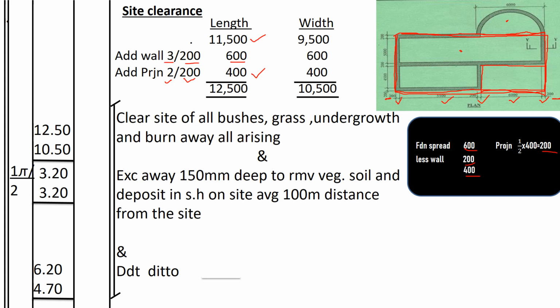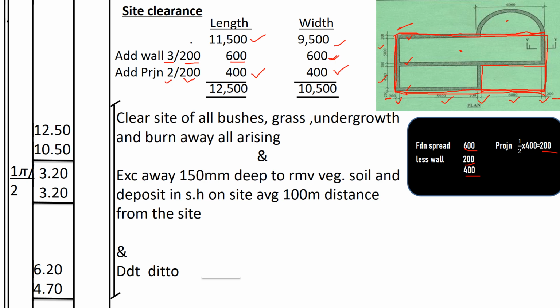The width, we shall take 5,000 plus 4,500 in between the walls. We get 9,500. We add the walls. How many walls do we have? 1, 2, 3. So 3 times 200 is 600. So we add projection this side and this side. So it shall be 2 times 200, 400. So the total width of the bigger rectangle shall be 9500 plus 600 plus 400. We get 10500. Then we shall come and deduct.